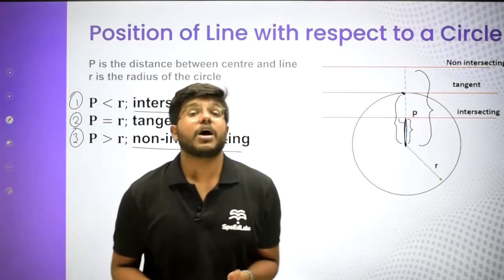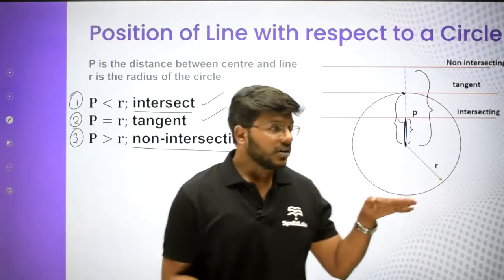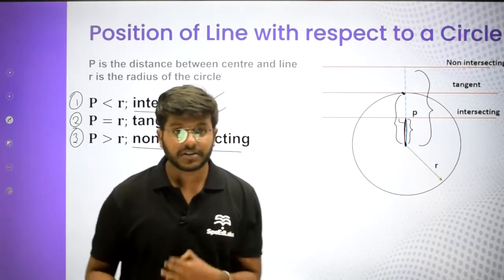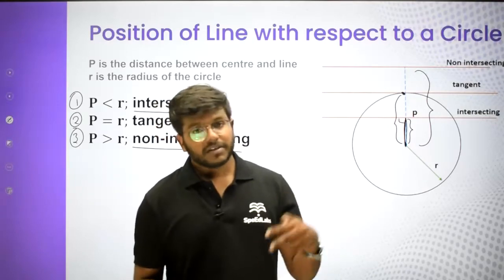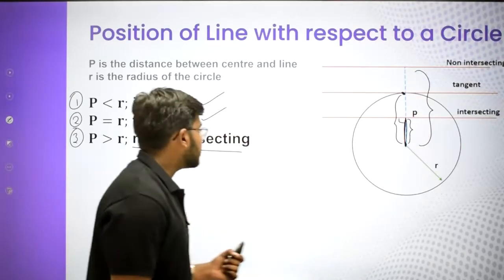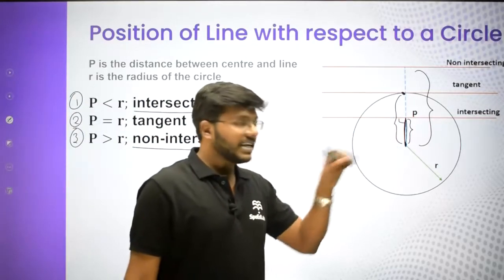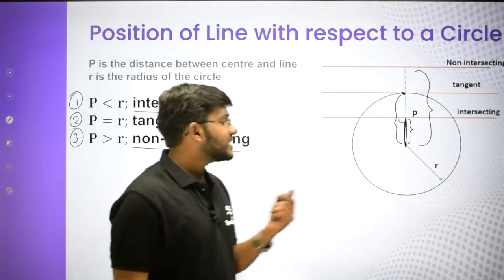Okay, so this is how simply we can comment on the behavior of the line, whether it's going to be a non-intersecting line, a tangent, or an intersecting line. So what you have to do is simply find the perpendicular distance from the center to the line. Now guys, how do we find this distance?